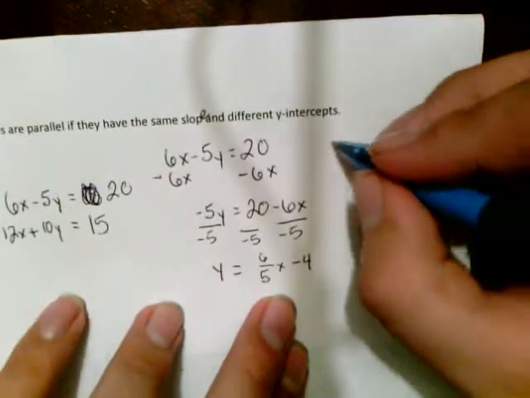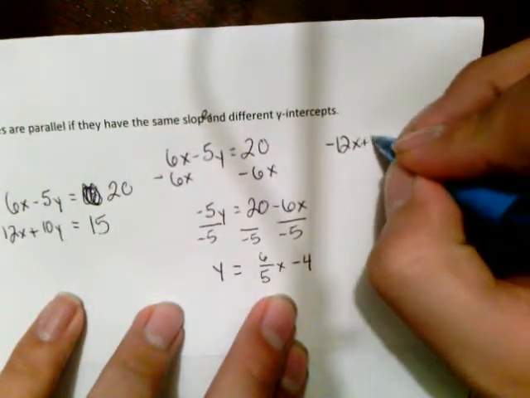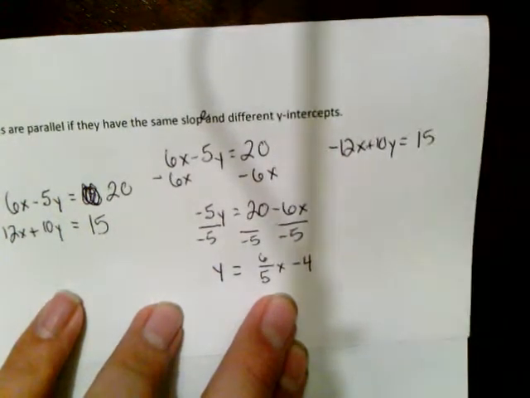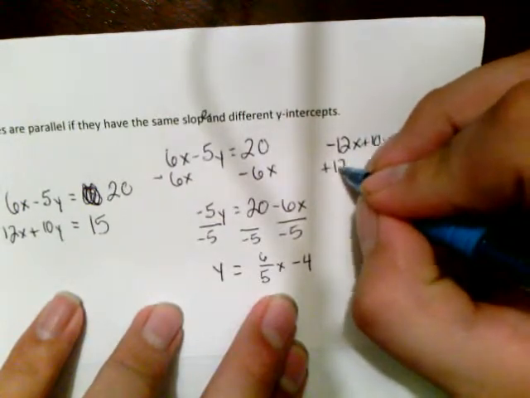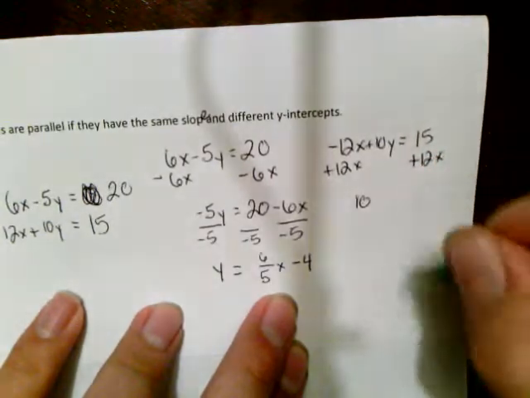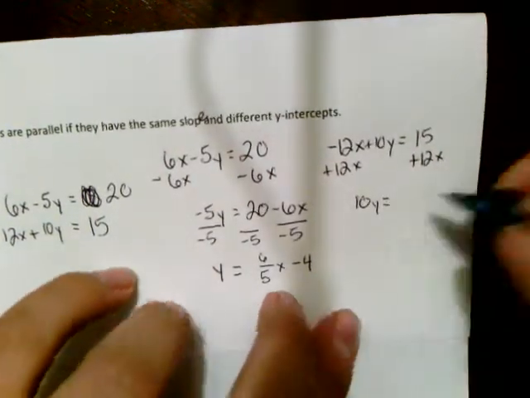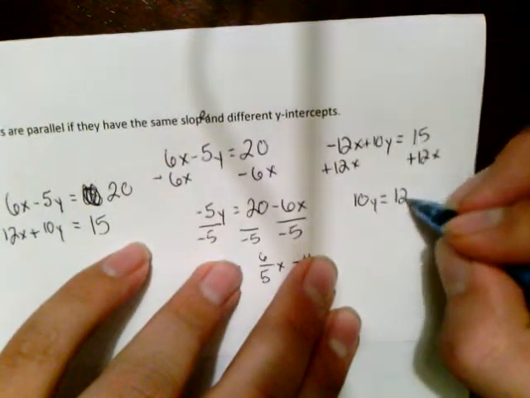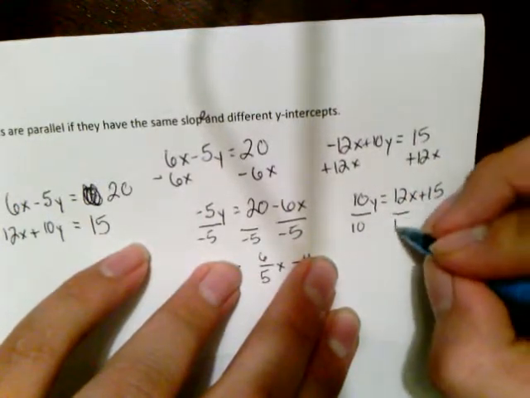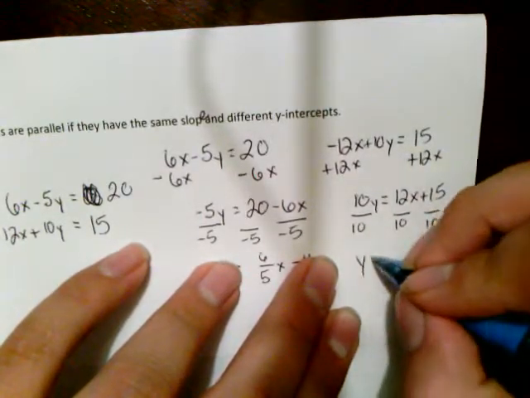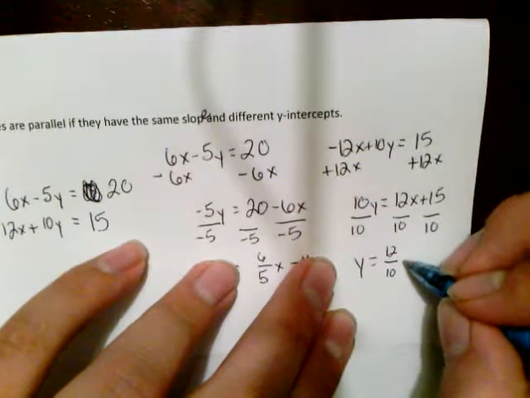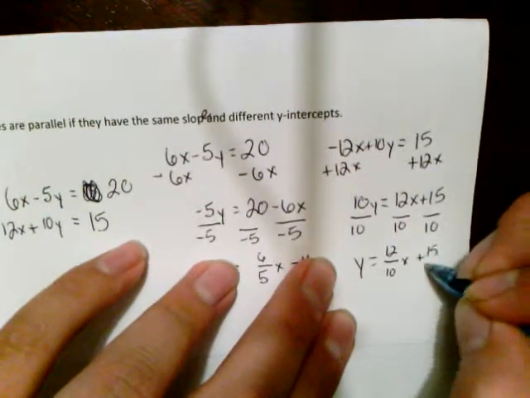So let's try it. Negative 12x plus 10y equals 15. Let's add 12x to both sides. So you got 10y equals 12x plus 15. Divide by 10. Y equals 12 over 10x plus 15 over 10.